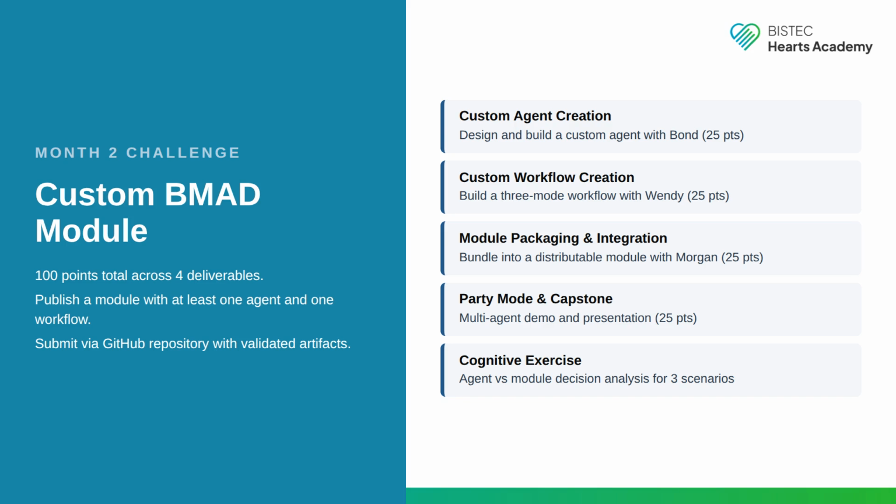Custom agent creation with Bond covers the agent design document, YAML definition, persona, commands, knowledge base, and passing validation. Custom workflow creation with Wendy covers the workflow design document, 3-mode implementation, checklist validation, and at least 1 edit iteration. Module packaging with Morgan covers the module brief, complete package, module YAML, integration with BMM core, and RAIDIM documentation. Party mode and capstone covers the multi-agent collaboration exercise and the 10-minute presentation.